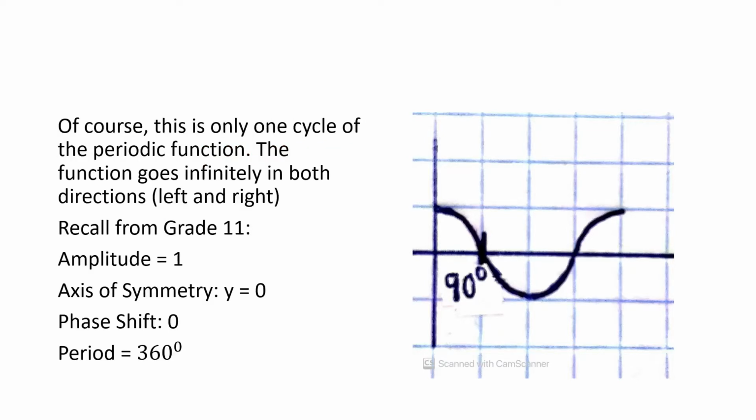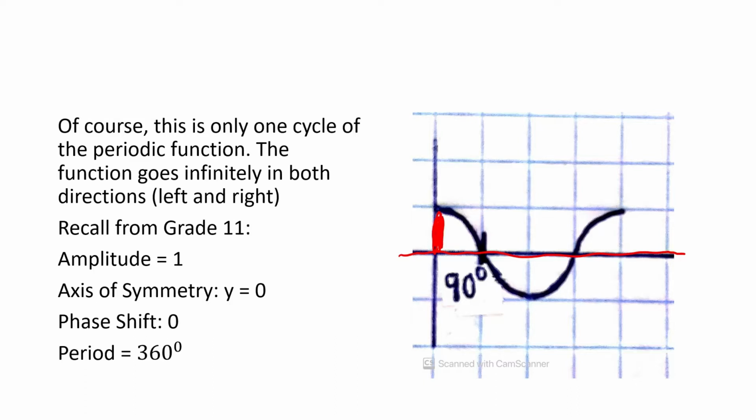Now, that's only one cycle of a cosine function. You might recall it goes infinitely to the left and infinitely to the right. The amplitude of this curve is 1. The axis of symmetry is y equals 0. This curve spends as much time above y equals 0 as it does below y equals 0. And the amplitude is 1 because that's the vertical distance from the axis of symmetry to the highest point.